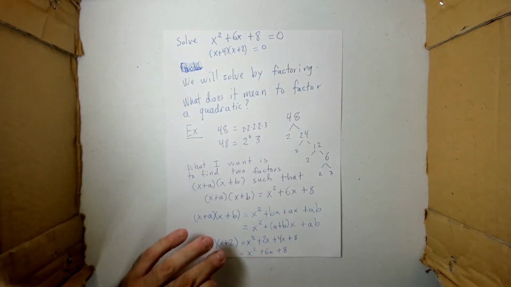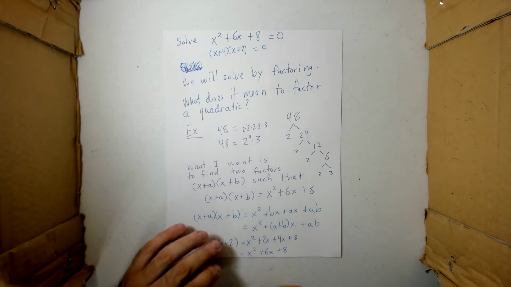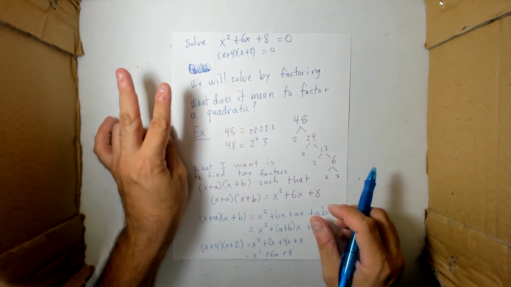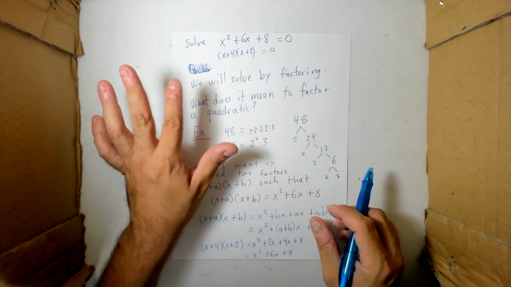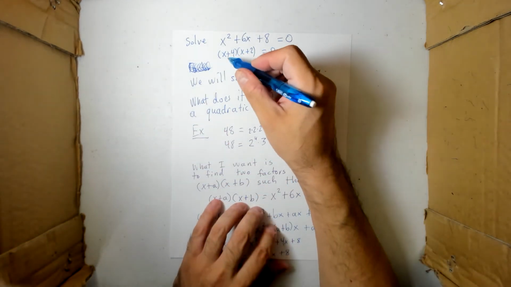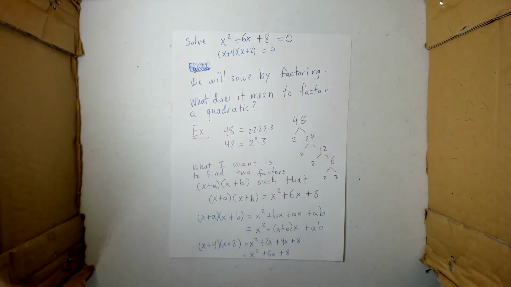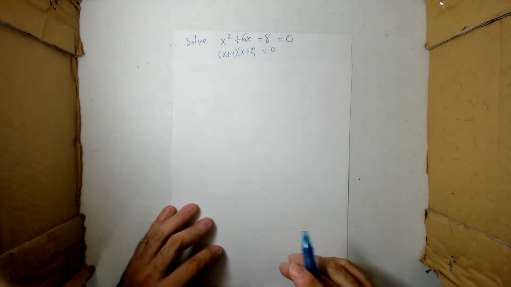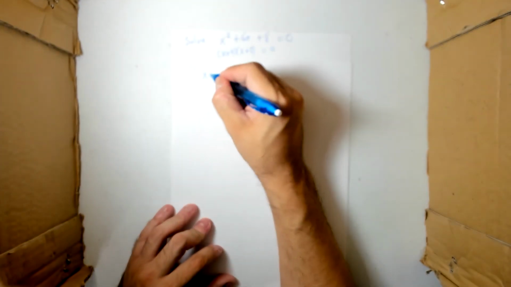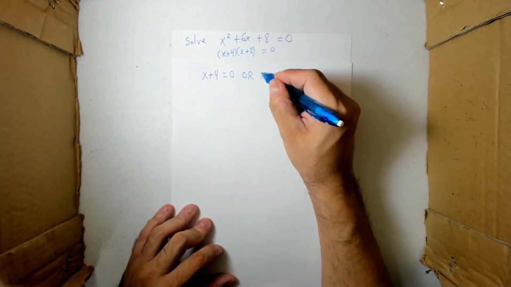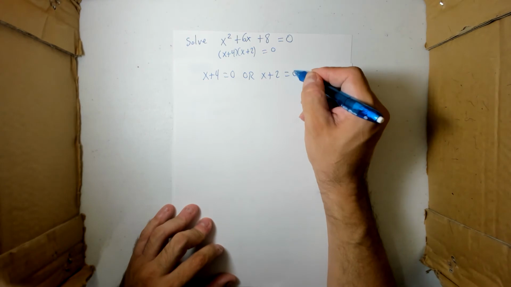Now, there is a theorem of the real numbers, and it says that if we have two numbers and they're being multiplied to give 0, then either one of the numbers is 0, the other number is 0, or they're both 0. So to solve this one, I'm going to exploit that property, and I'm going to say, either x plus 4 is 0, or x plus 2 is 0.